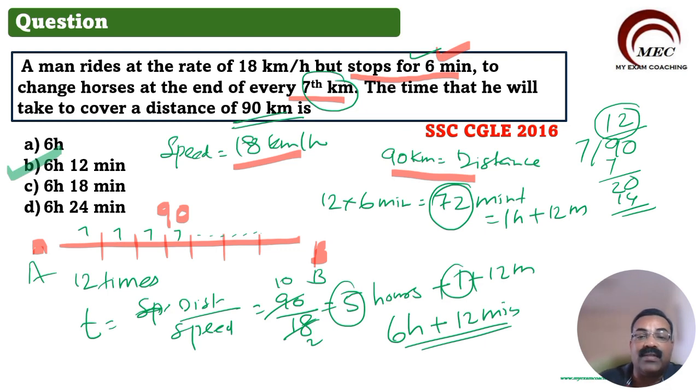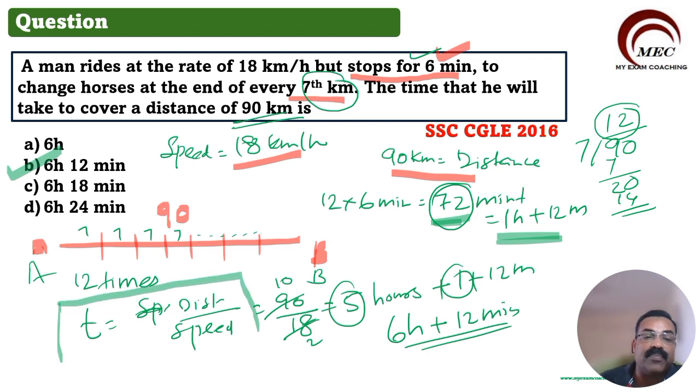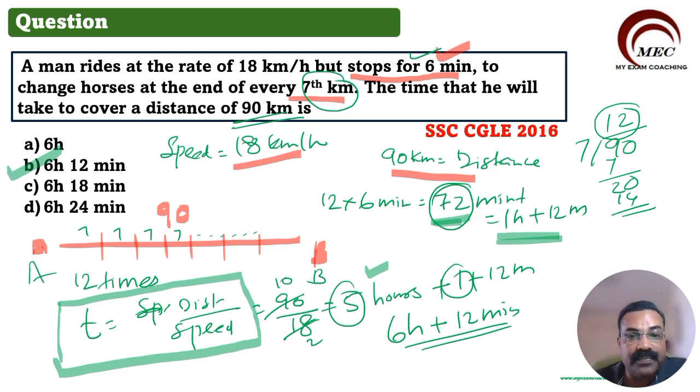Why have we taken this equal to 1 hour 12 minutes? Because we have a total of 72 minutes. 60 minutes is 1 hour, and the remaining 72 minutes will be 1 hour 12 minutes. Now, the formula is distance divided by speed is equal to time. So 90 by 18 is equal to 5 hours. So 5 hours is the time taken to cover the distance of 90, and 1 hour 12 minutes is the time taken for rest. So total it will become 6 hours 12 minutes. So the correct option will be option B, 6 hours 12 minutes.